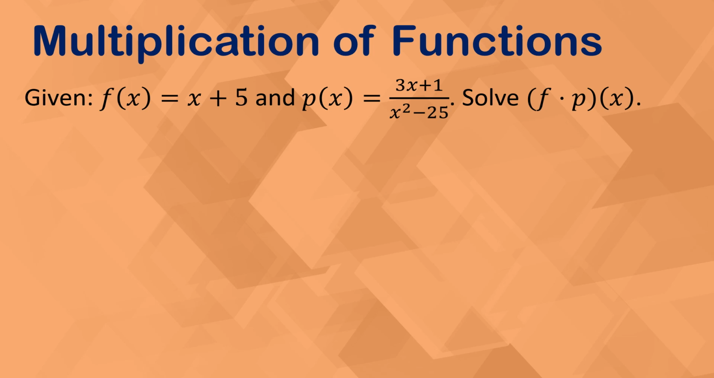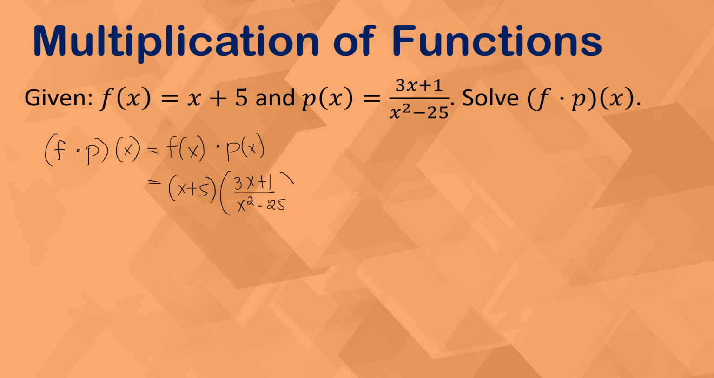So for our next example, we have here the f and the p function. f of x is x plus 5 and p of x is 3x plus 1 over x squared minus 25. So we get the product of f and p functions. So f times p of x is equal to f of x times p of x. We substitute the functions. x plus 5 times 3x plus 1 over x squared minus 25.